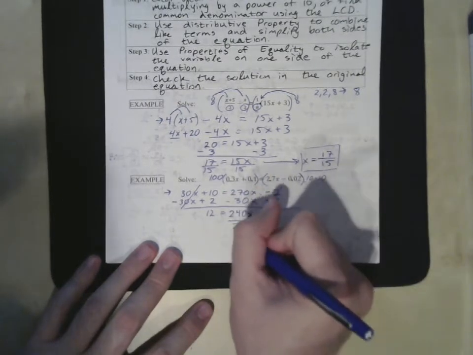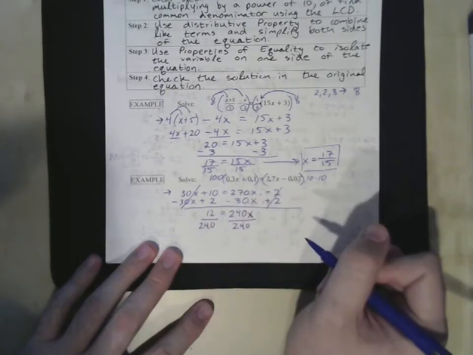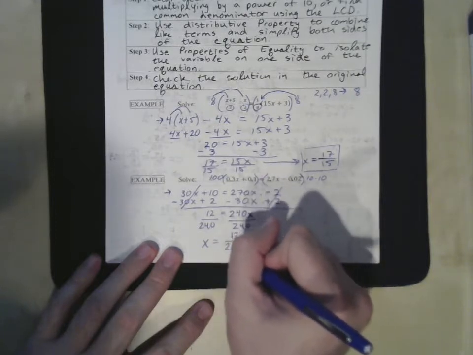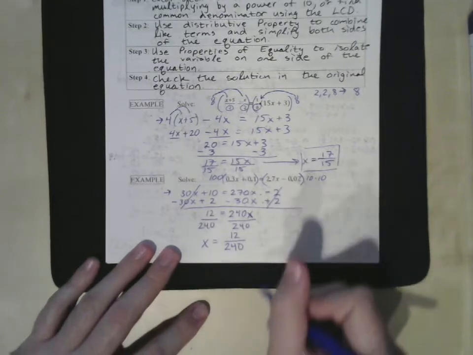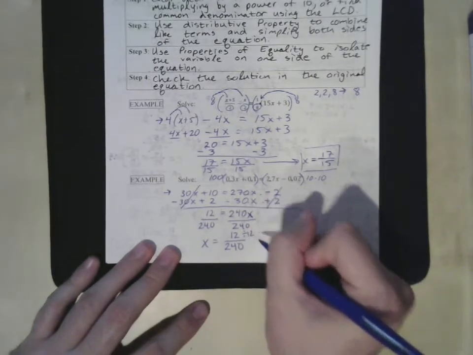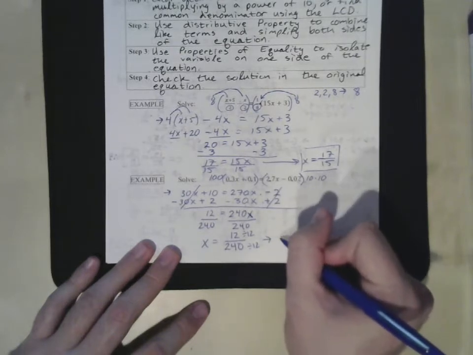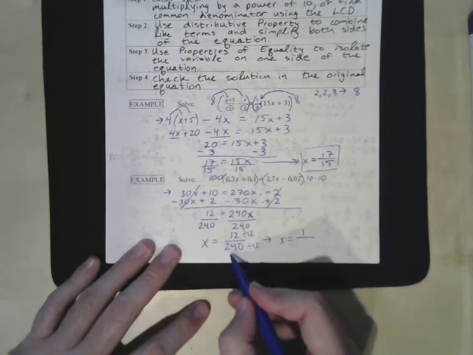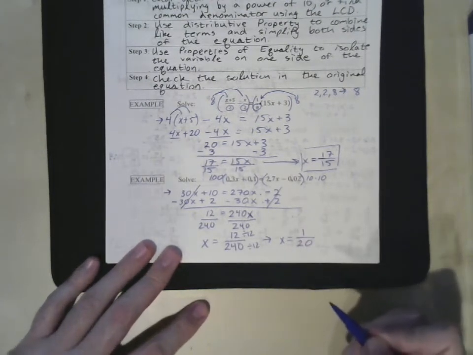We need to divide by 240. And we get x equals 12 over 240, but we're not done because 12 goes into both of these evenly. So 12 divided by 12 gives us 1, and 240 divided by 12 gives us 20, since 12 goes into 24 twice with a 0 remaining. So 1 over 20.